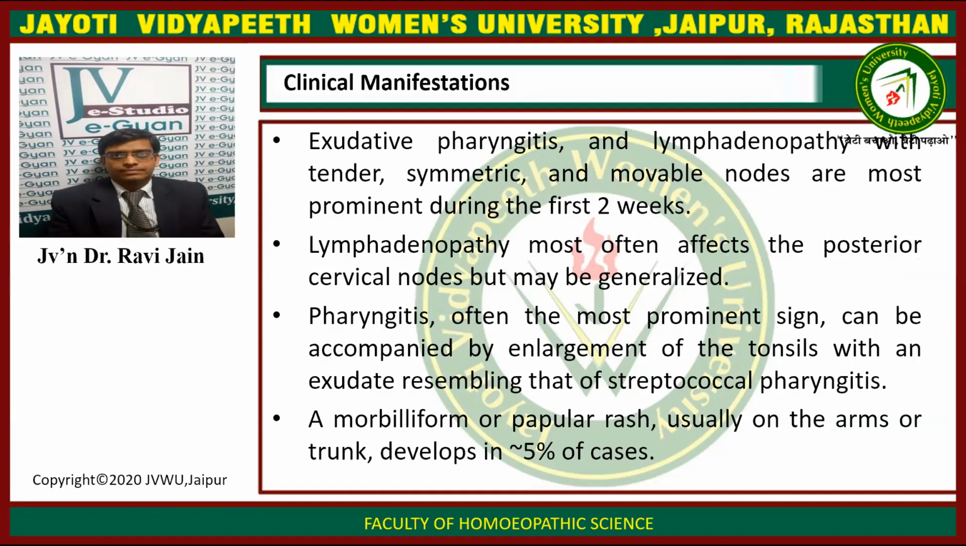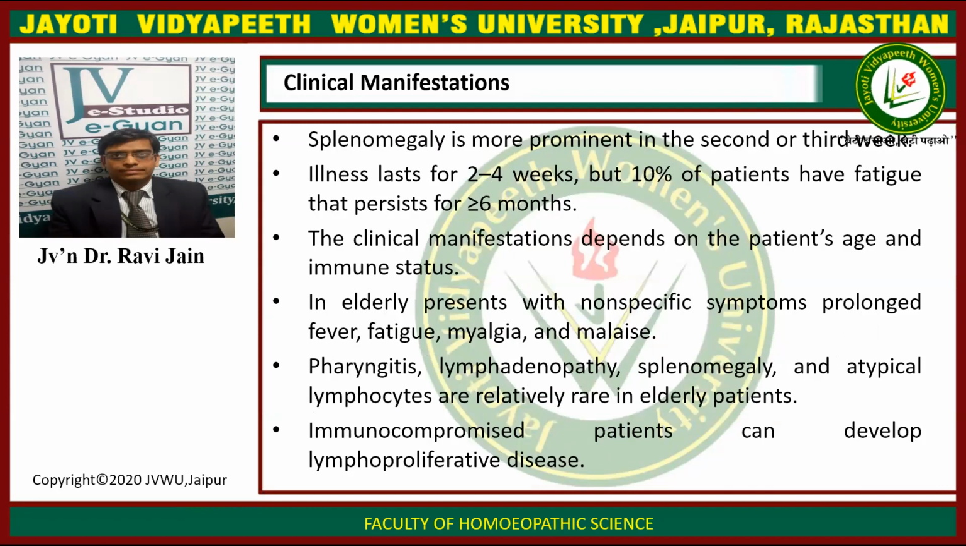Lymphadenopathy most commonly affects the posterior cervical nodes, but may be generalized. Pharyngitis, often the most prominent sign, can be accompanied by enlargement of the tonsils with an exudate resembling that of streptococcal pharyngitis. A morbilliform or papular rash, usually on the arms or trunk, develops in around 5% of the cases. The splenomegaly is more prominent in the second or third week.